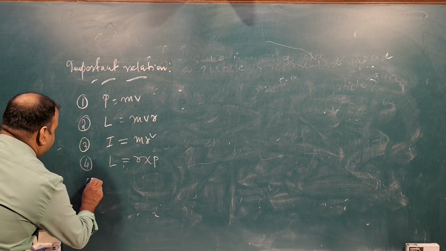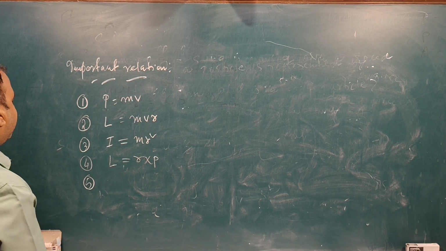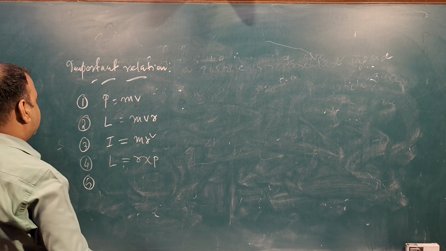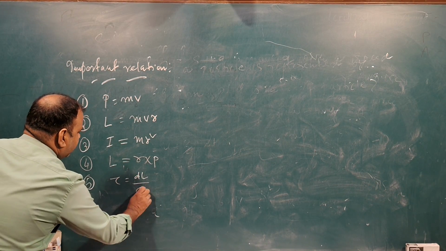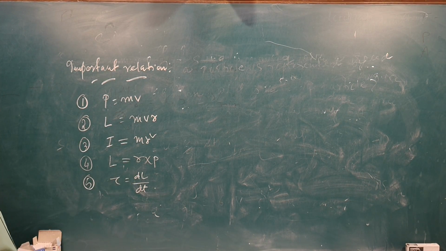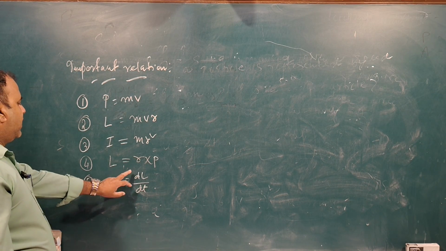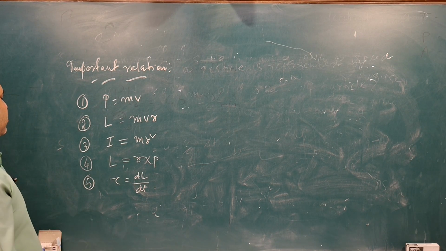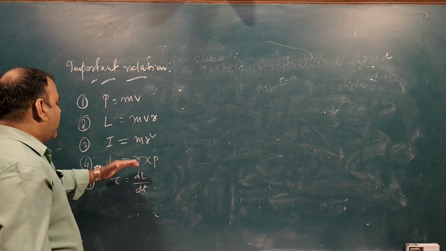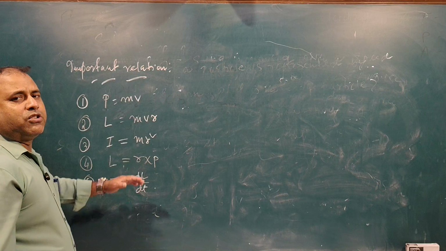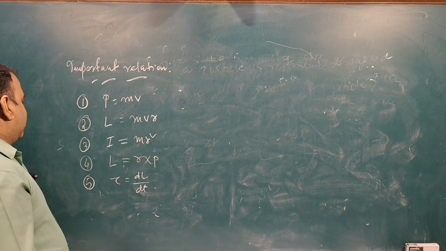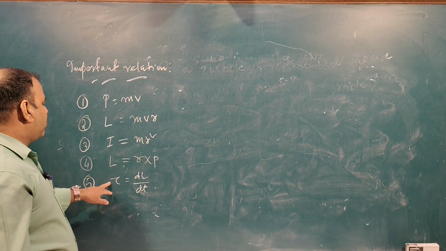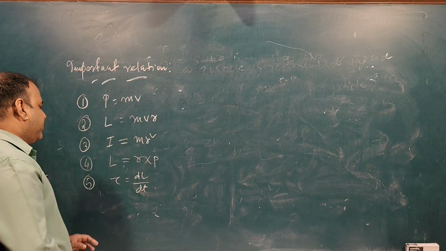Now number five, you can see tau is equal to dL by dt. This is a formula: torque is equal to dL by dt. Here already you know L means angular momentum. So the rate of change of angular momentum is also called torque. So torque can be expressed as tau is equal to dL by dt.